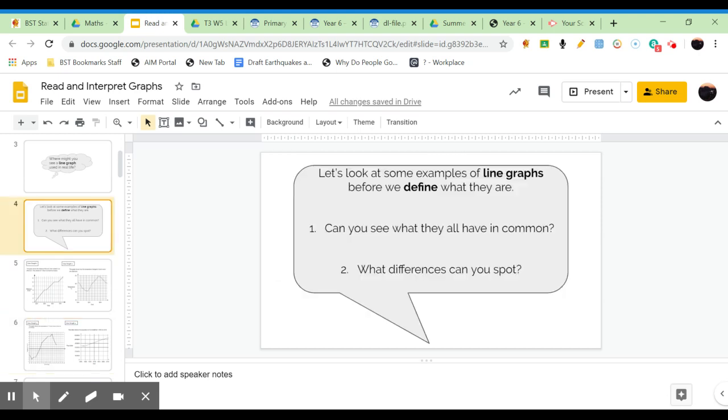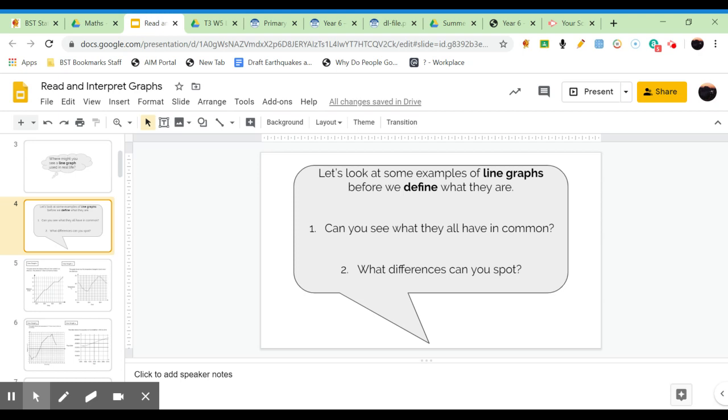What I want you to do is answer both of these questions. They are separate questions on the form. The first question says, "Can you see what they all have in common?" So look at the examples of the line graphs before we define what they are. Can you see what they all have in common? What's the same with each of them?